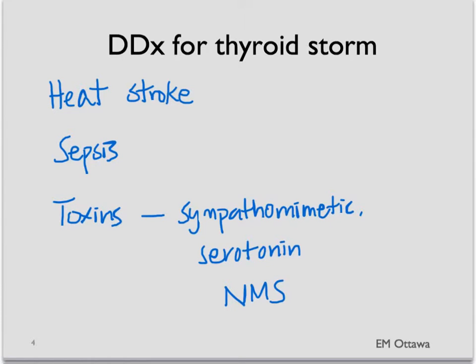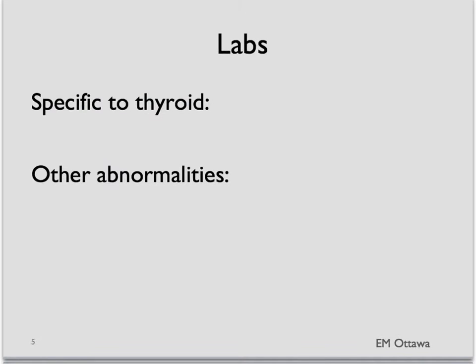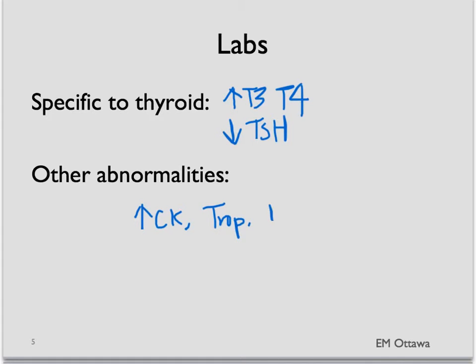What labs would be helpful? Specific to the thyroid, if this is a thyroid storm or at least a hyperthyroid state, you expect a high T3, high T4, and a low TSH. Because of the effect of the thyroid storm on the body, we expect the patient to have a high CK, sometimes a high troponin even, and high LFTs.